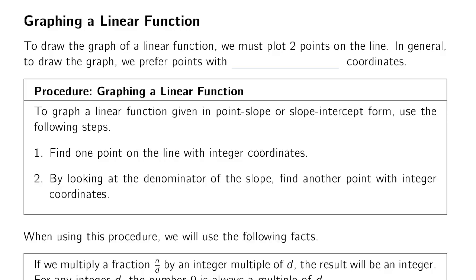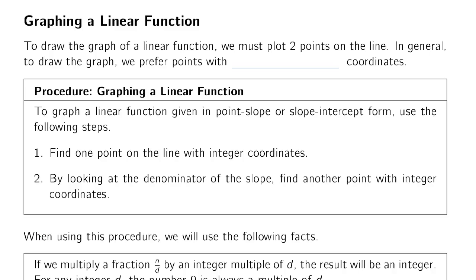How do we actually come up with the graph of a linear function? In order to draw the graph of a linear function, which we already know is a straight line, we just need to plot 2 points. We only need 2 points because 2 points fix a line in the plane.